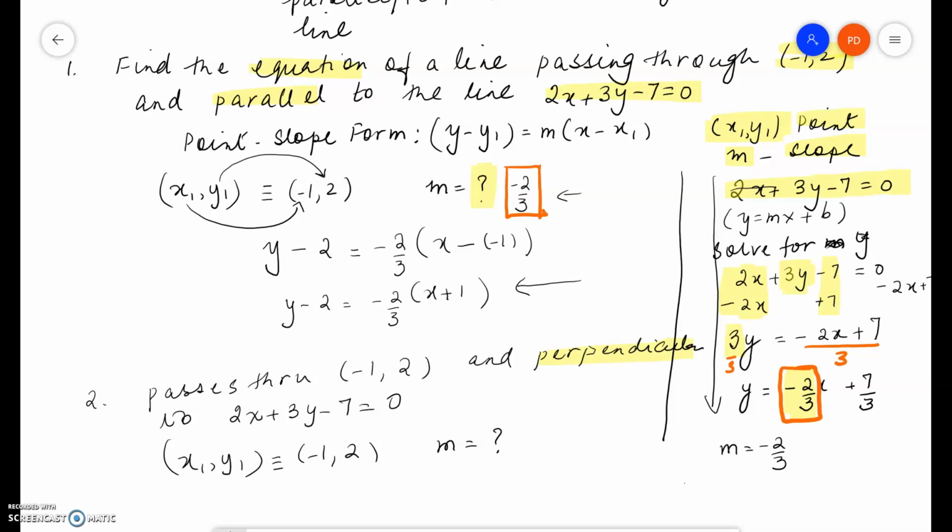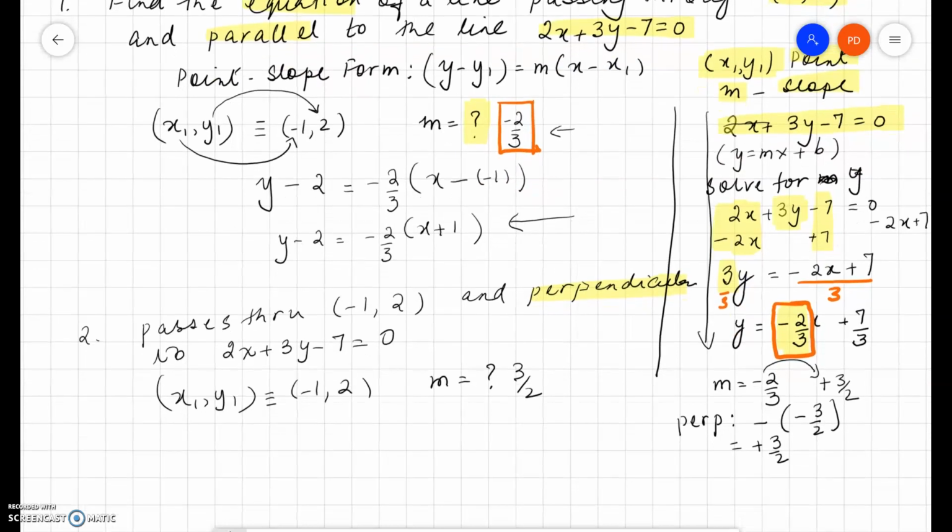But if it's perpendicular to this line, what is the perpendicular slope? It is the negative reciprocal of this slope, so basically it is +3/2. How do we get this? Change the sign: if it's negative, make it a positive. Flip the fraction. And that gives us the perpendicular slope.